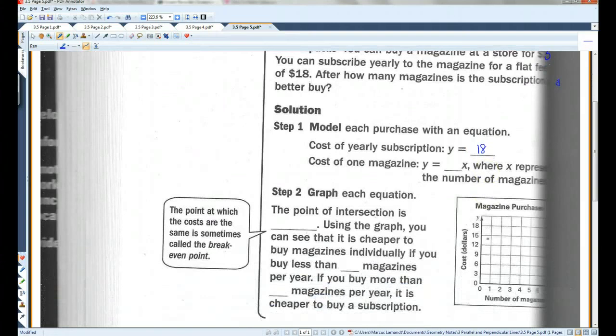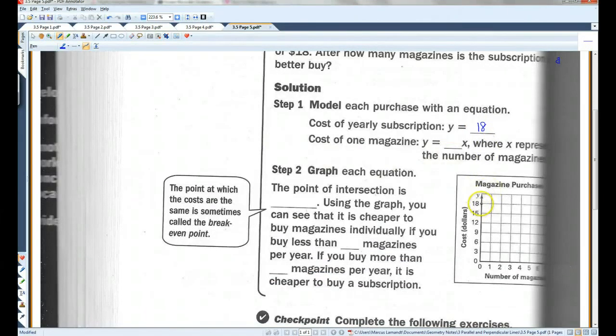I'm just going to go ahead and graph this. Y equals 18 looks like this. Straight line across 18. The cost of one magazine, y equals 3x, because every magazine costs $3. So if you buy one magazine, you pay $3. Buy two magazines, $6, because 3 times 2 is 6. If you buy 4 magazines, $12. If you buy 10 magazines, $30.